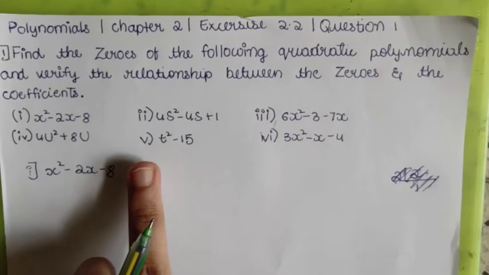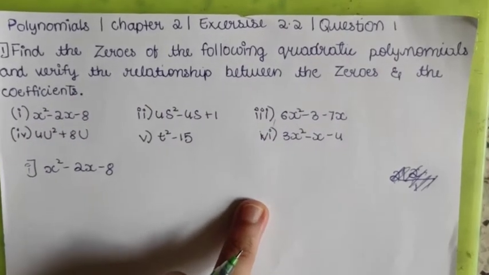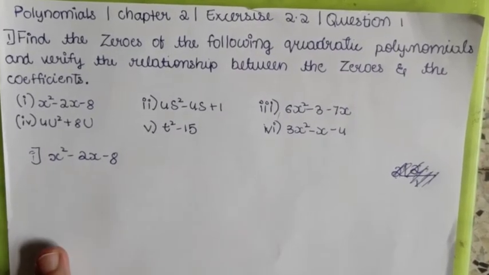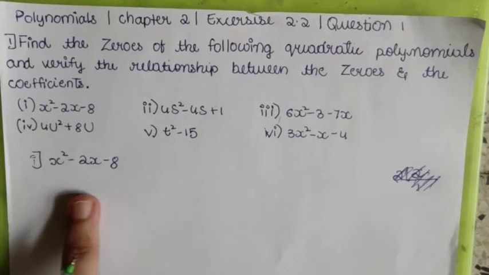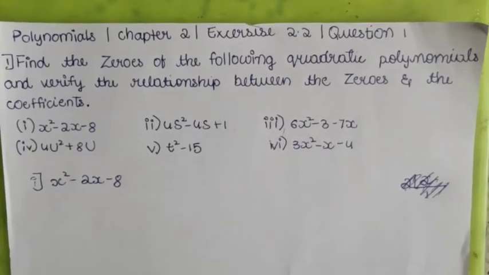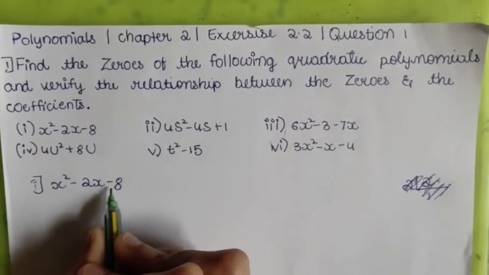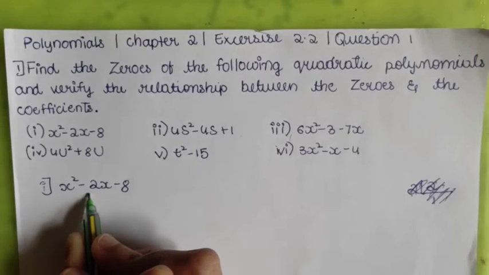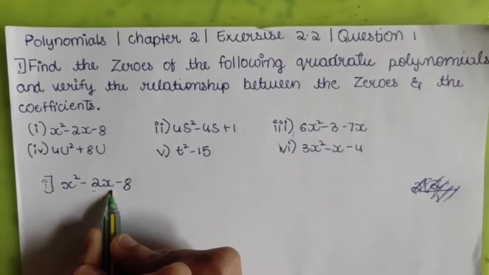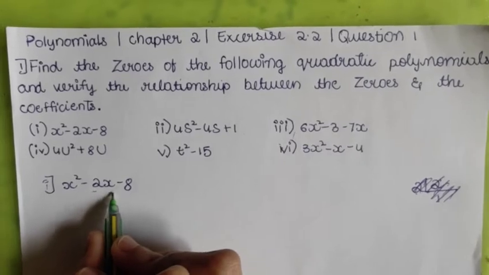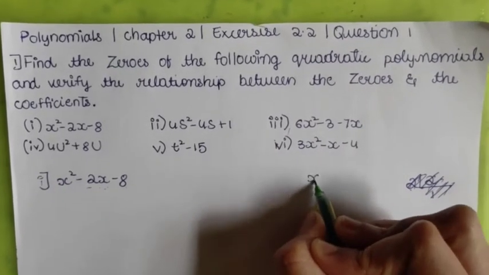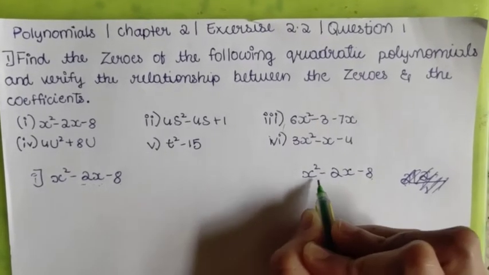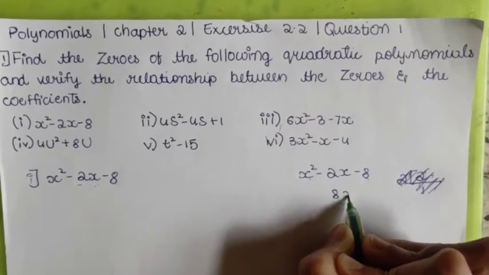If you don't know how, this question is based on the relation of coefficients, which is in my previous video. So here we have the first question and here I have written it. Now in this question we have to split the middle term. The middle term is 2x. For splitting the middle term, first we have to multiply this 8 into x, so it comes 8x.